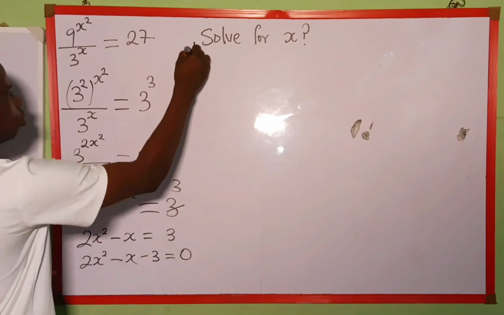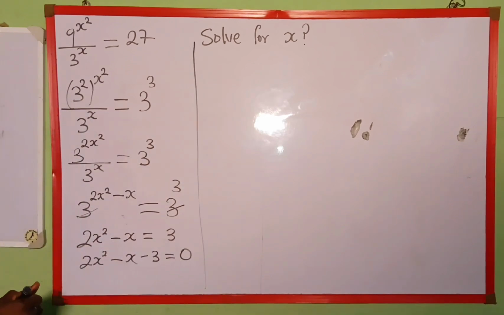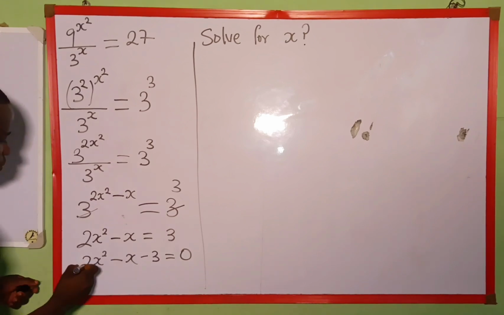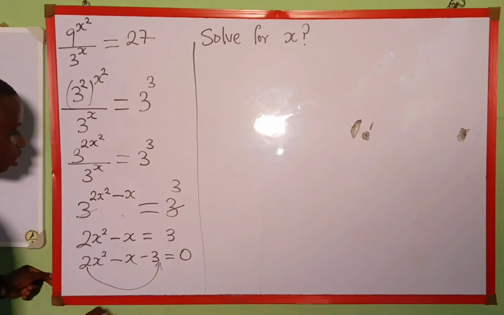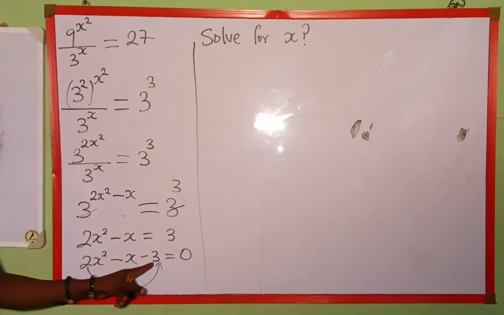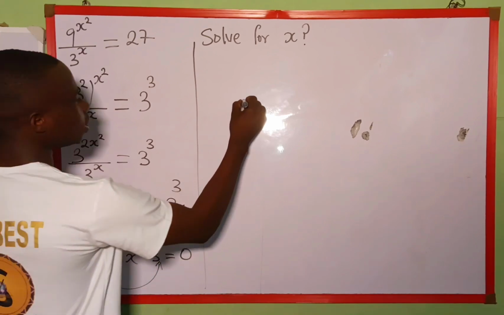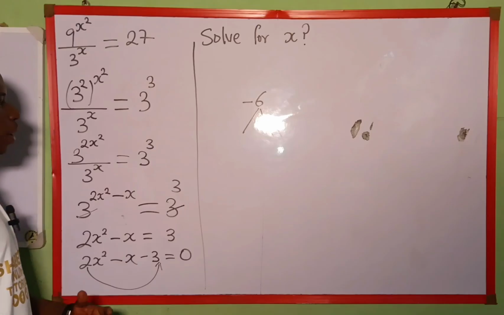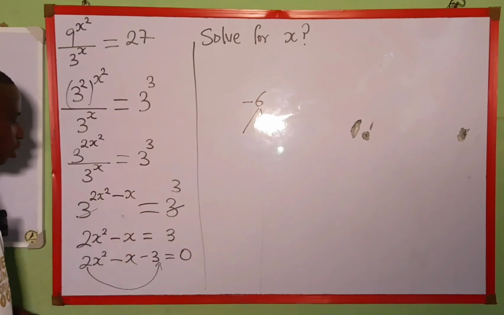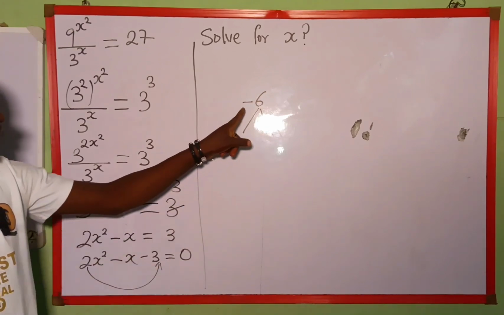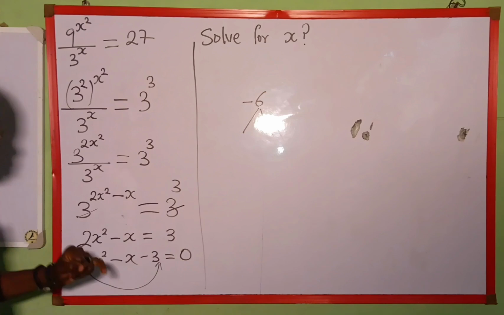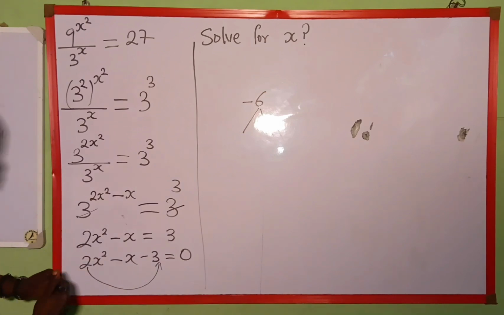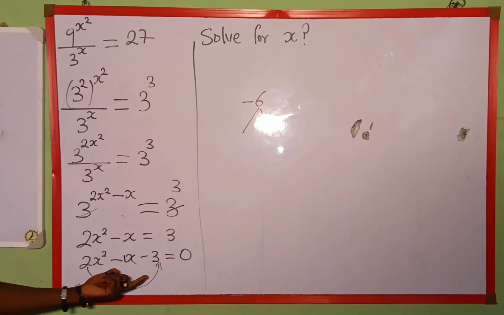Now the next thing we're going to do, we have many methods of solving quadratic equations, but the fastest one we're going to use is to look at the leading coefficient, which is 2. We are going to multiply this leading coefficient by this constant. 2 multiplied by negative 3 is going to give us negative 6. Now we are going to look for two factors of negative 6, which multiply to get negative 6, and add together to get this coefficient, minus 1. There is an invisible 1 here, minus 1.